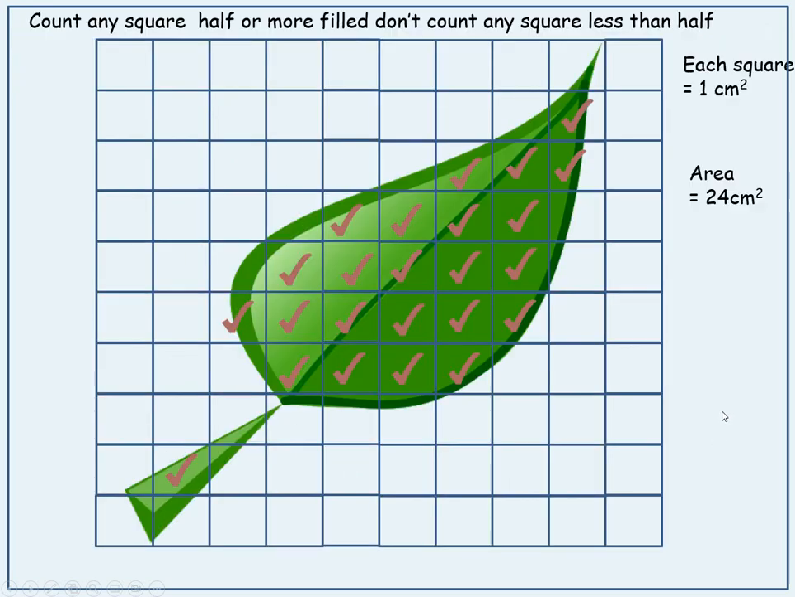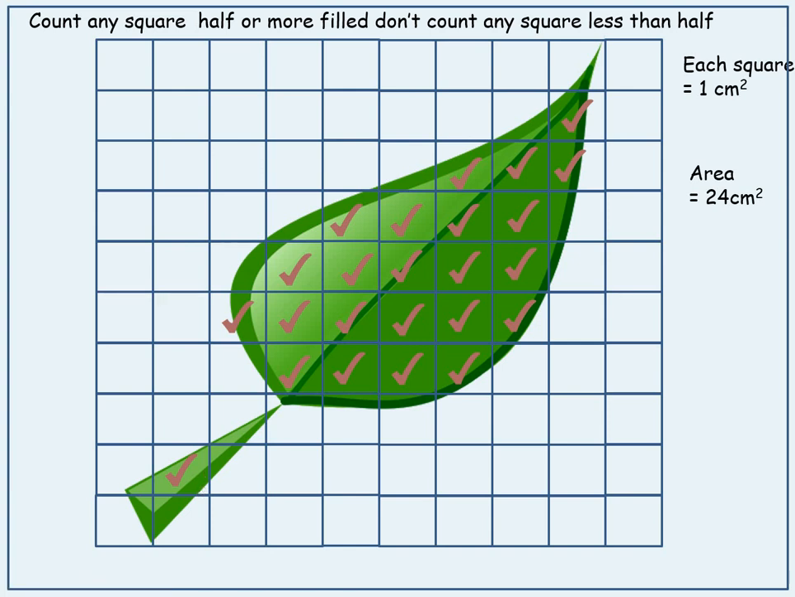And then finding the surface area of a leaf. If you just wanted to find one surface, so like the upper surface of the leaf, you would count anything that is more than half a square. You don't count anything that's less than half a square, so you wouldn't count that, you wouldn't count that, you wouldn't count that. So you've got 1, 2, 3, 4, 5, 6, 7, 8, 9, 10, 11, 12, 13, 14, 15, 16, 17, 18, 19, 20, 24 centimetres squared.